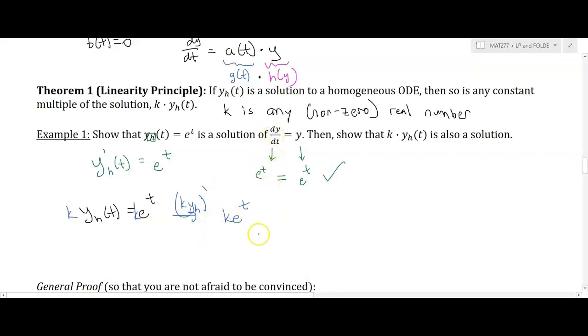And now we just need to check, does dy dt equal the original function? Well, they are the same, right? So if I plug in k e to the t for the derivative, and the function that I took the derivative of was also k e to the t, they are in fact equal to each other. So once again, I've just shown that since this is a solution, so is any multiple of that solution.